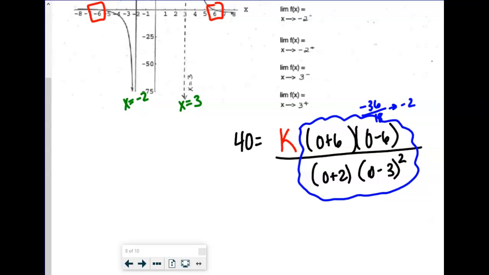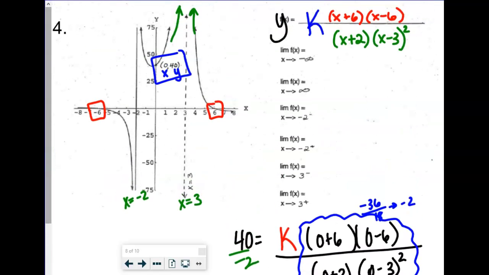I think so. So we're dividing both sides here by negative 2, and we're finding out that k apparently is a negative 20. That's exactly what I was going to guess. All right, so then I just go back up here and I go, hey, you know what? K is a negative 20.